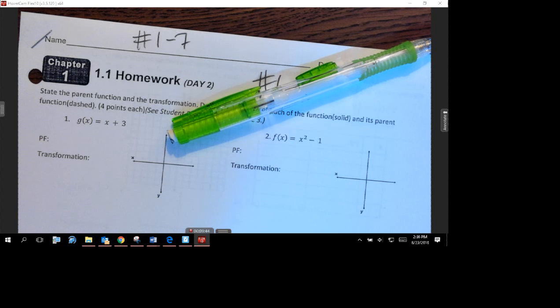You want to get the accurate now? Sometimes I forget to stop. Okay, so 1 through 7 on this, and finish your previous day assignment that we did not grade.